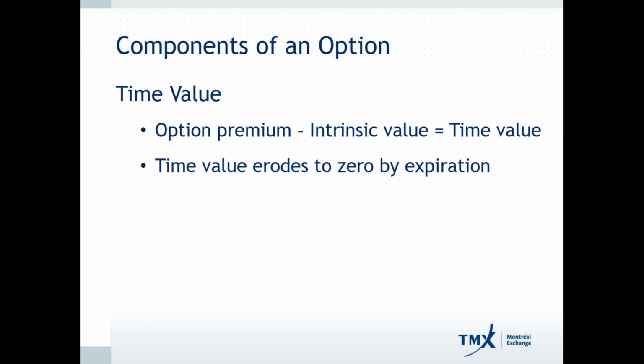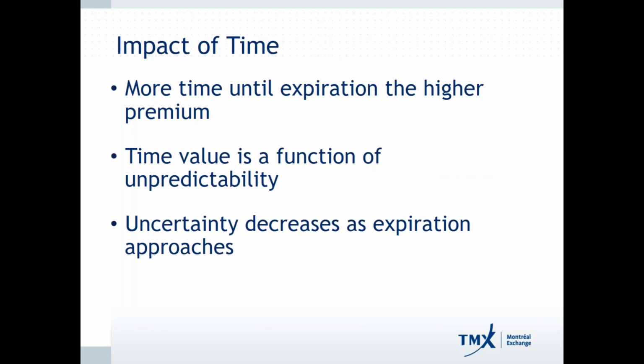And so the other component of an option is time value. And time value is the premium that you're paying, almost like an insurance policy. You pay a premium for the contractual right or obligation, and the time value, as time passes, erodes to zero. It's going to have a zero value at expiration, and so time till expiration decays. And time is a function of unpredictability.